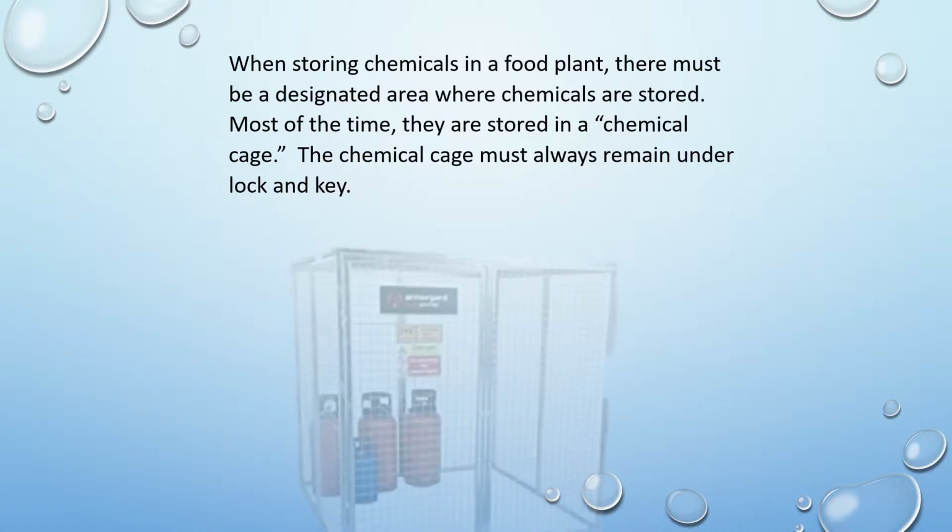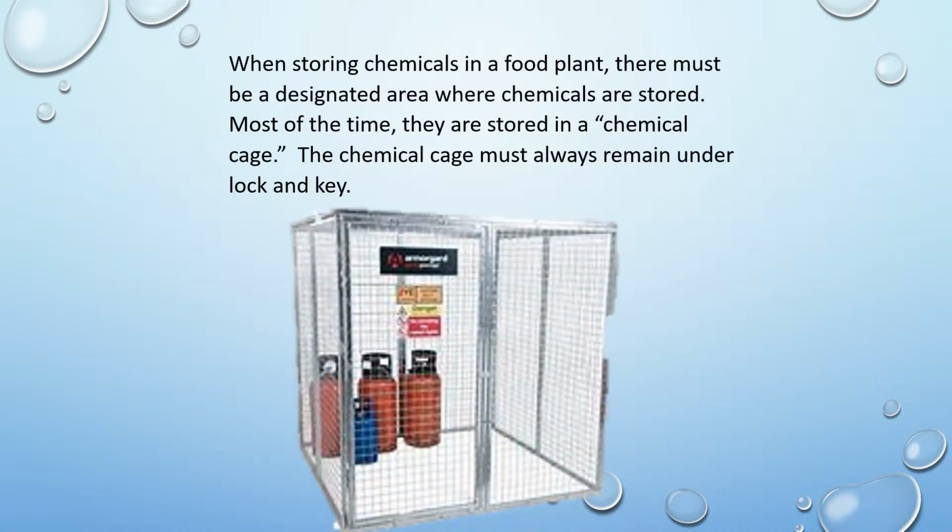When storing chemicals in a food plant, there must be a designated area where chemicals are stored. Most of the time, they are stored in a chemical cage. The chemical cage must be under lock and key at all times.